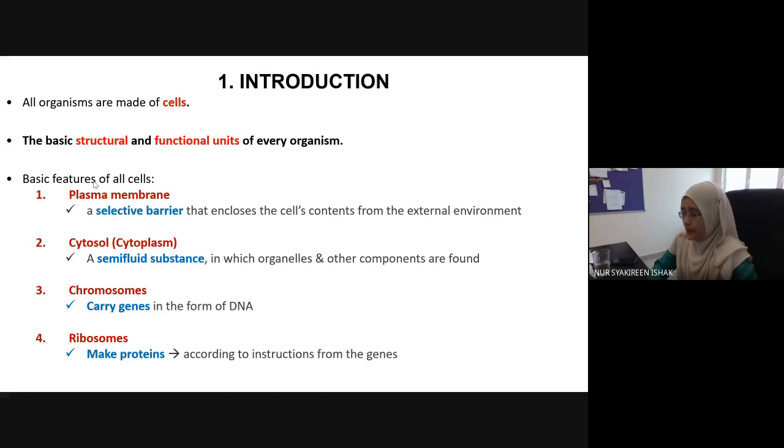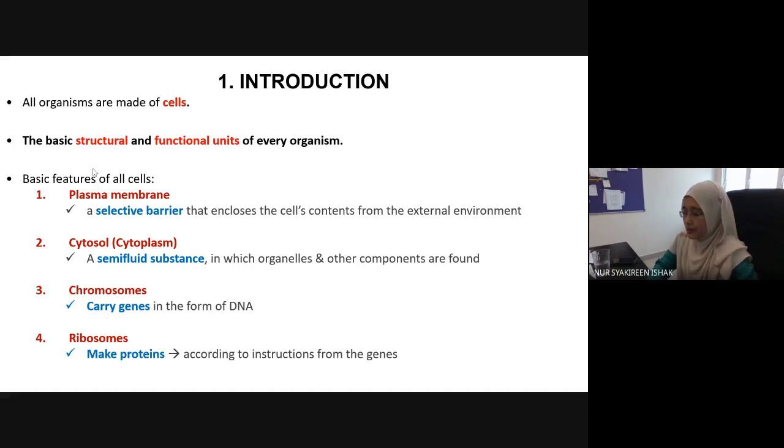You also have other complex organisms that are composed of many cells. Those are eukaryotes, for example, humans. We are composed of many cells. Cells are the basic structural and functional units of every organism. Every cell will have its own function, so that they can carry out specific work or function.